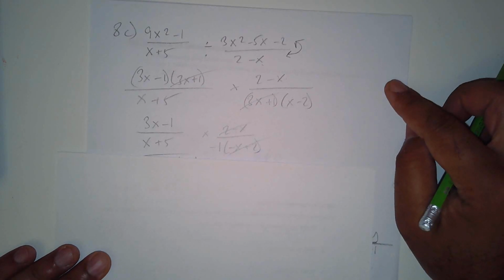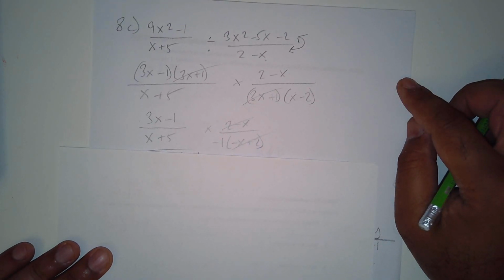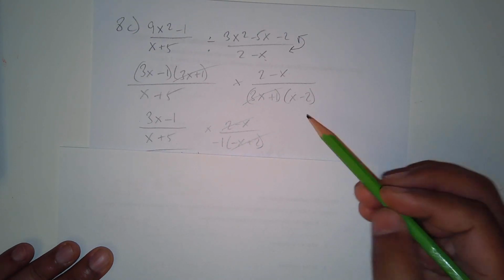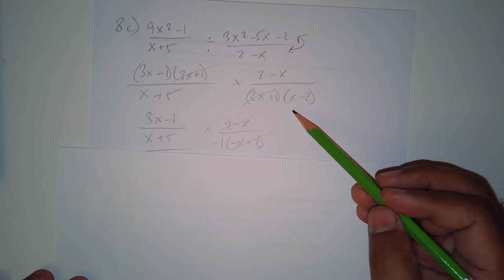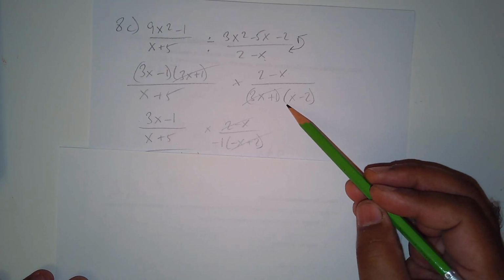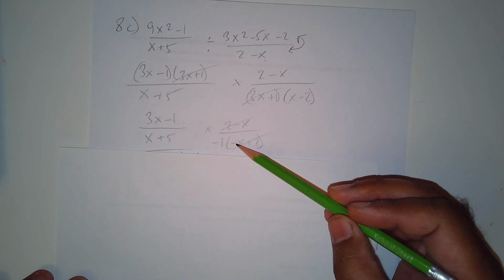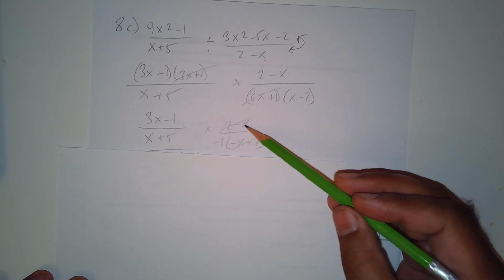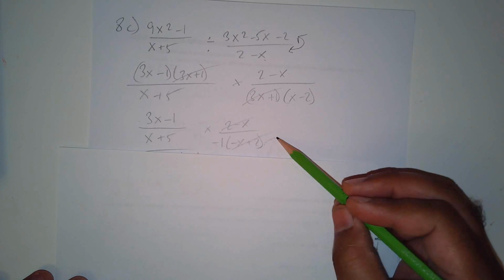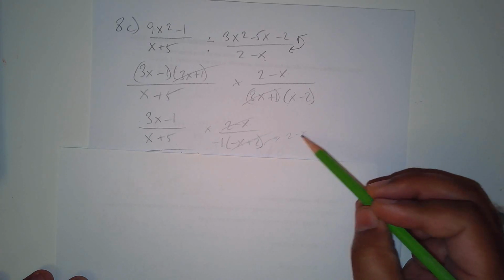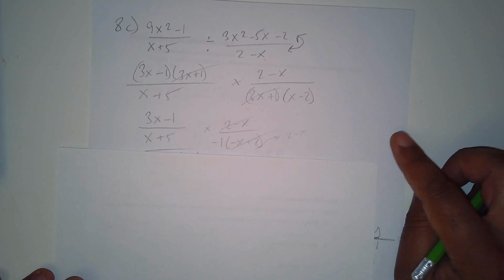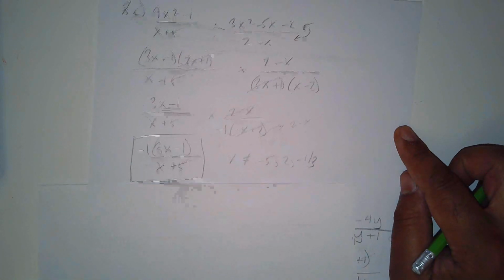Okay, and then you can cancel. What I did here again is x minus 2, I took out a negative 1, so I made it negative x plus 2, which is the same as 2 minus x. Okay, so because you can just put that as 2 minus x here, right? So these two cancel out, and you're left with that there.